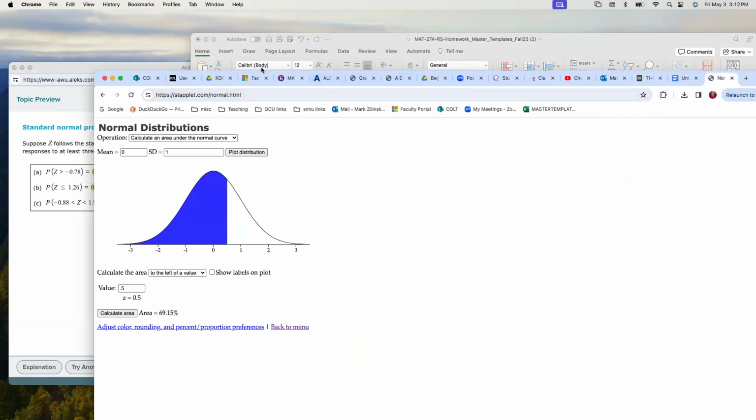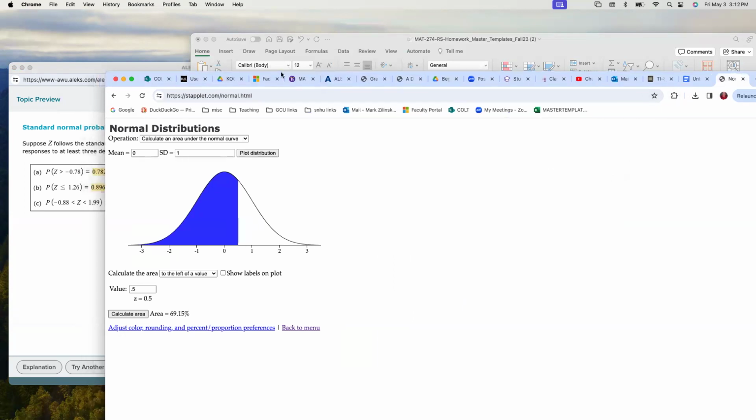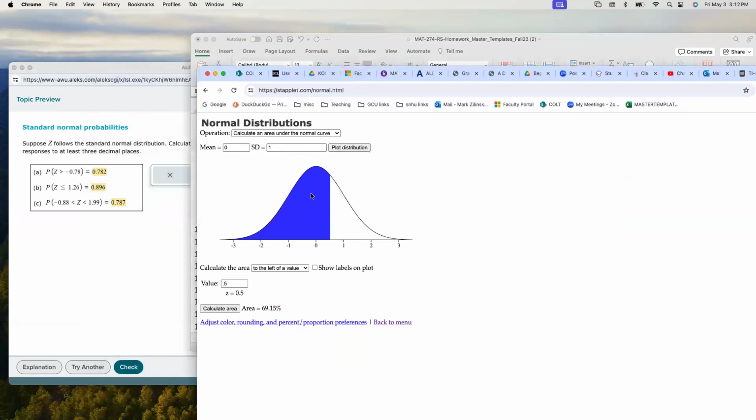So if I just slide this over a little bit, just so we can see them both at the same time. And if I go between two values, negative 0.88, and go to the right boundary here, which would be 1.99. Okay, calculate that area, and there again we have it as the 0.787, rounded to 3 decimal places.